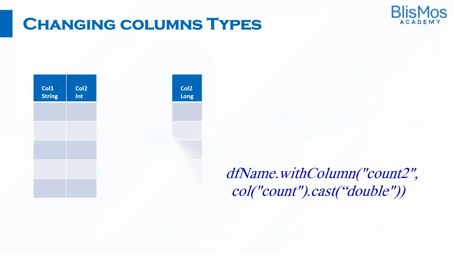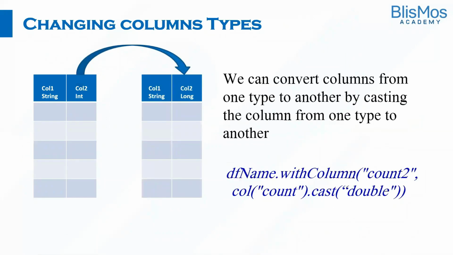What happens is sometimes when you are dealing with data, it so happens that you may have to change the data types of columns. In that case, we can go and do the casting. You have 2 columns. One column is string, another column is int. If you want to change the data type from int to long, then you can use the cast method. Here, the way we are using this method is name of the data frame. Again, this is a data frame.